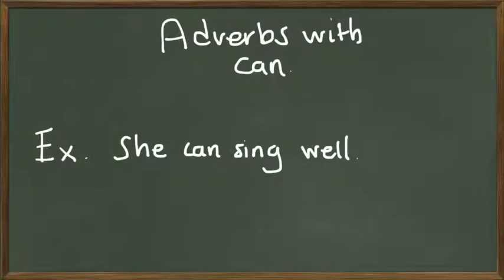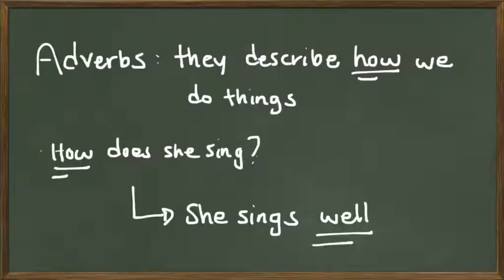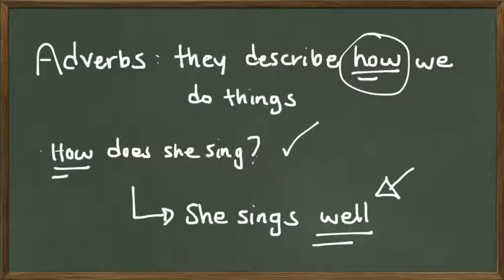Alright, our next item is adverbs with can. Example of this, she can sing well. Let's analyze this grammar. Well, first off, it's important to remember that adverbs describe how we do things. An example of this is if a person asks you, how does she sing? The answer would be, she sings well. This is the adverb. The adverb well expresses how she sings.